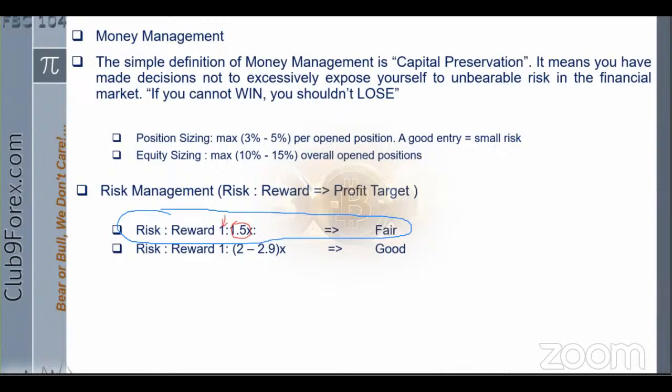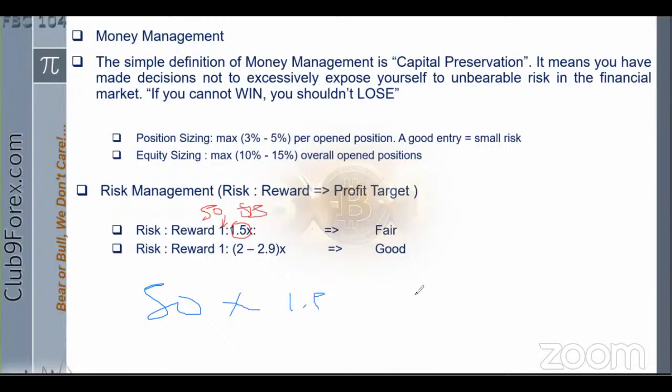And so it means that if you take a trade and you are going to lose just around $50, you need a reward that is 1.5 times this $50. So if you take 50 times 1.5, that's going to give you $75. So if your average risk reward is just 1 to 1.5, you are just being fair. That means you are not really there. The target that you are setting for that trade is not really ideal, so to say, but it's not bad if you can still take that kind of trade. It's not bad, but it's not the best.